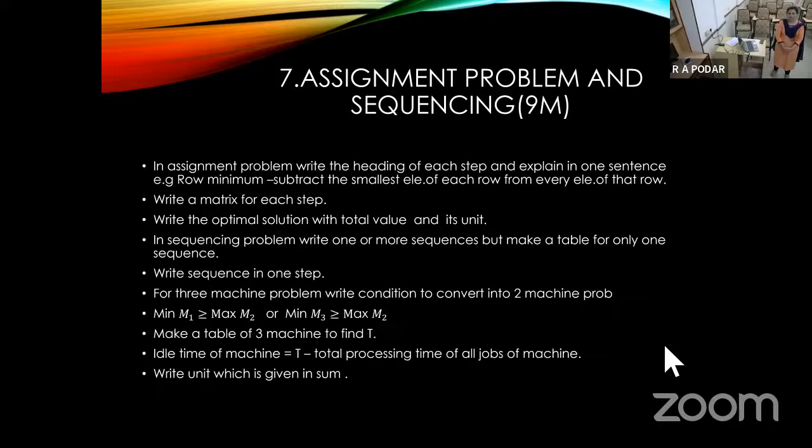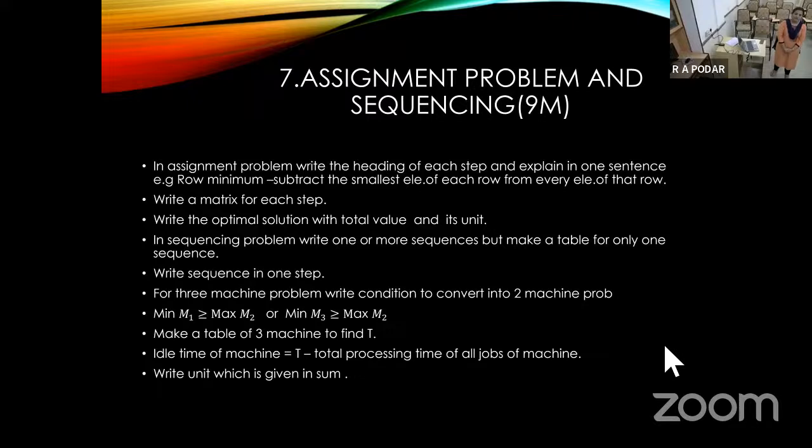Before that, we have to verify the condition. What is the condition? The minimum value of machine 1 should be greater than or equal to the maximum value of machine 2. Either this, or the second condition: the minimum of machine 3 should be greater than or equal to the maximum of machine 2. So if any one of these conditions is satisfied, we are free to convert the 3 machine problem into 2 machines. It is necessary to write this condition whenever we have 3 machines, and write it short. No need to write a whole paragraph there. In 1-2 sentences, you will mention it.